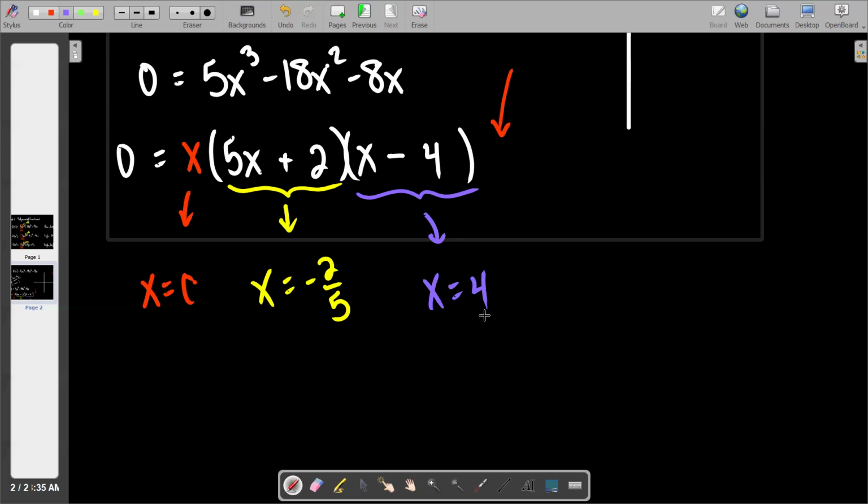You've done this before. It's just been a minute. The red one obviously is 0 because the only thing you could put in place of red guy is 0, right? And then the yellow one, I just took the opposite and then I divided 2 by 5.